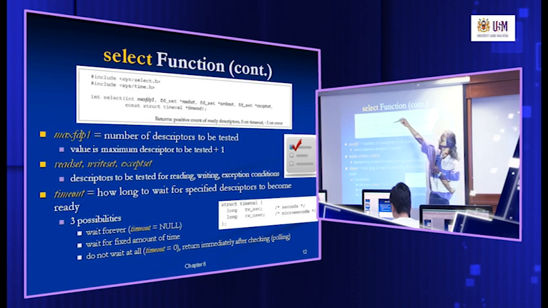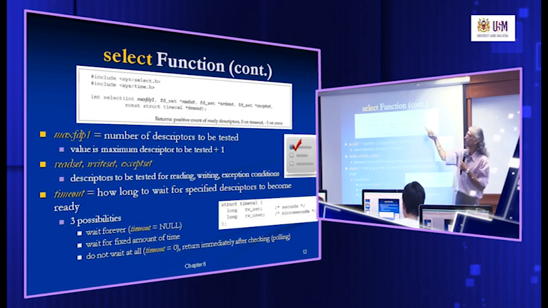Then we have the read set, which is the set of sockets we want to read. These are the set of sockets we want to write, that means they are ready to be written, can send data. Read means the socket has data coming in, it's ready to be read. And then this is the set of sockets which have some error happen.